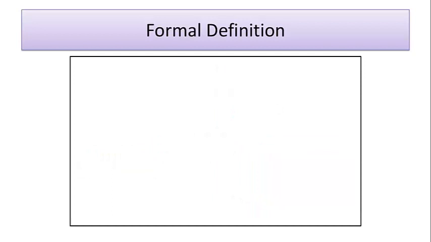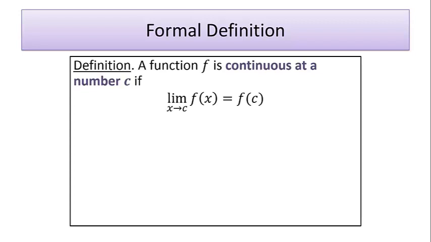Now that we have an intuitive understanding of continuity, let's state the formal definition. A function f is continuous at a number c if the limit of f of x as x approaches c is equal to f of c. Let's say that one more time. A function f is continuous at a number c if the limit of the function as x approaches c is equal to the value of the function at c.